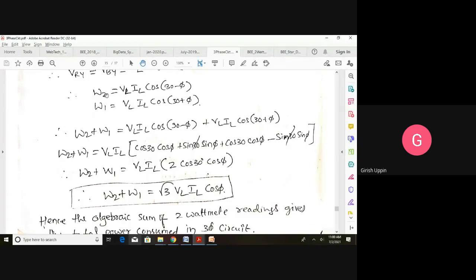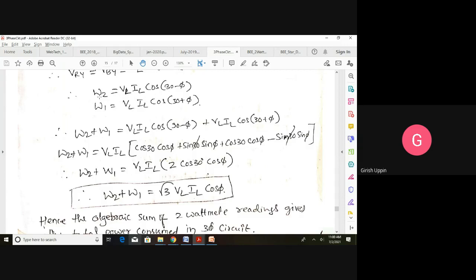2 is greater than 1, so the W2 reading is always greater than the W1 reading. It can be equal, both can be equal, depending upon what kind of load I'm talking about. So W2 will be either equal or it will always be greater. Why I am saying this is, when they give problems based on the wattmeter, they will not tell which wattmeter is W2 and which wattmeter is W1.